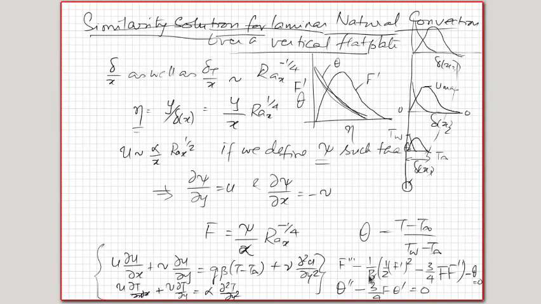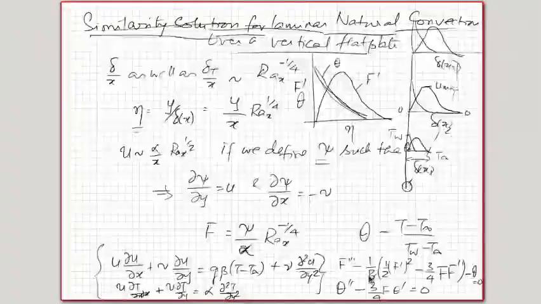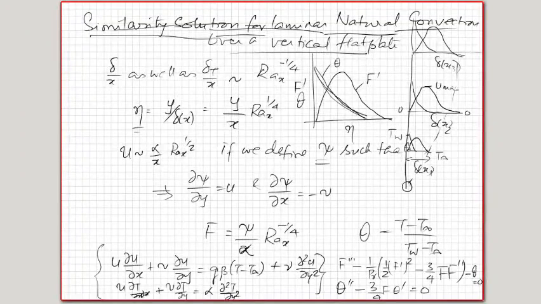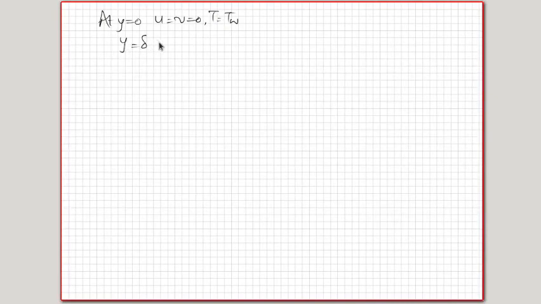Okay, so these are the two equations that we will get. And what will be the boundary conditions for this equation? The boundary conditions will basically be defined from the velocity conditions. So at y is equal to 0, u is equal to v is equal to 0, and T is equal to T wall, and at y is equal to delta, whichever is the larger of the two deltas, maybe in this case, T is equal to T infinity and u is equal to 0.